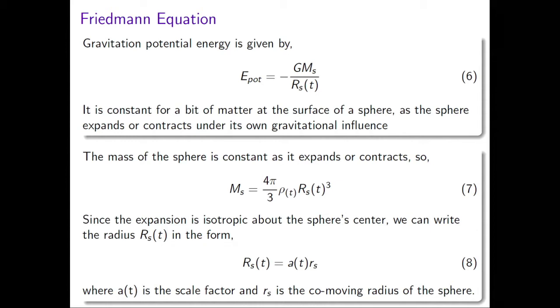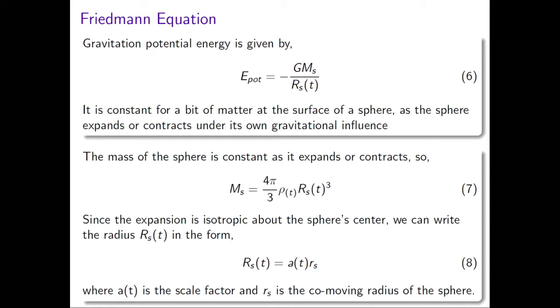So the mass M_s is equal to 4/3 πr³, that is the volume, times the density ρ_s, which is the volume times the density, that is ρ of t. Even the density is also only a function of time.